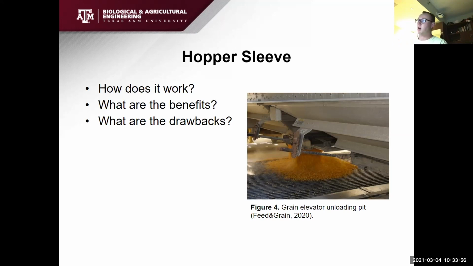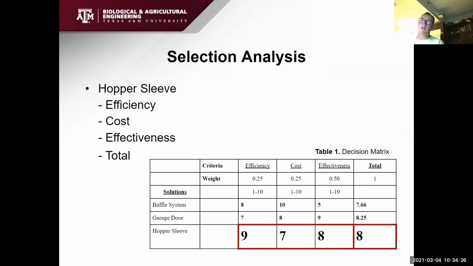A couple of benefits are it's simple and easy to use. It will either swing under and clamp to the truck or roll under and clamp to the truck. However, we do not have a vendor. We've not found a vendor yet for this solution, so most likely we will have to find someone to fabricate it or fabricate it ourselves, which is going to bring the cost up, which brings me to our selection analysis of this.